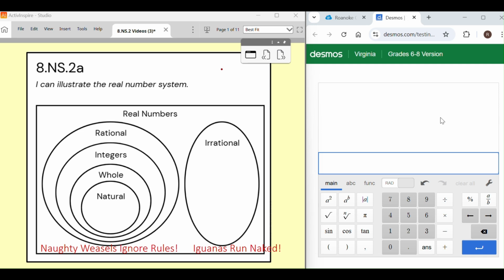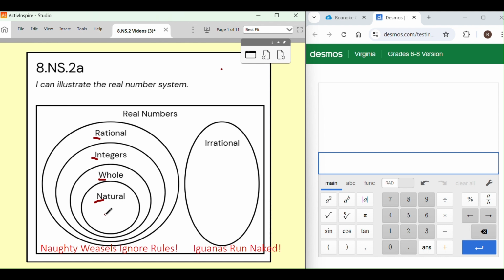I can illustrate the real number system. This is a Venn diagram that illustrates the real number system, and we, along with our second block class, have come up with some mnemonics that might help you remember. Naughty weasels ignore rules. That's where you get the N, the W, the I, and the R.